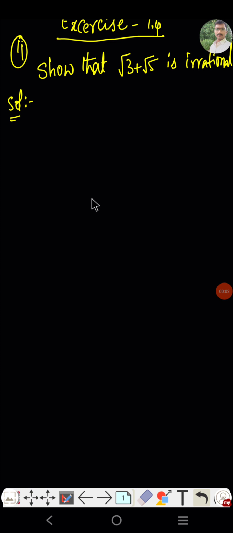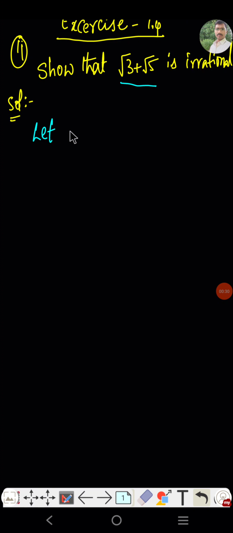Hello everyone. In this class, we discuss how to show that root 3 plus root 5 is irrational. How to prove that? We can prove that root 3 plus root 5 is irrational by the contradiction method. That is, let us first assume that root 3 plus root 5 is rational. So, I am writing the proof here.